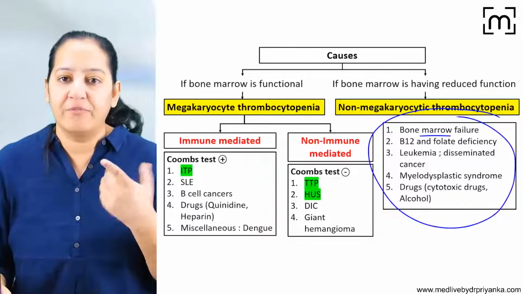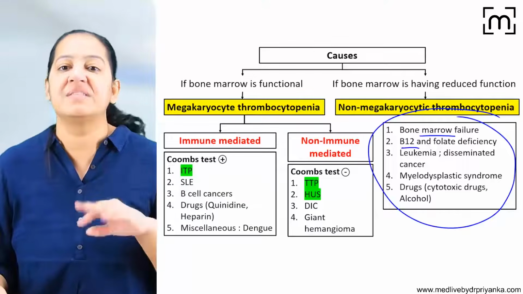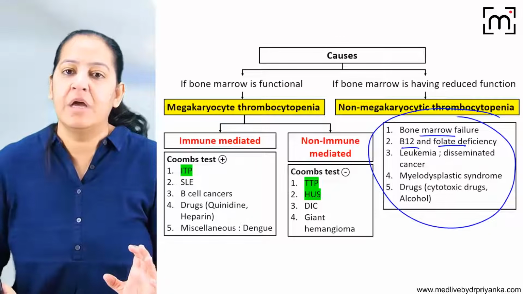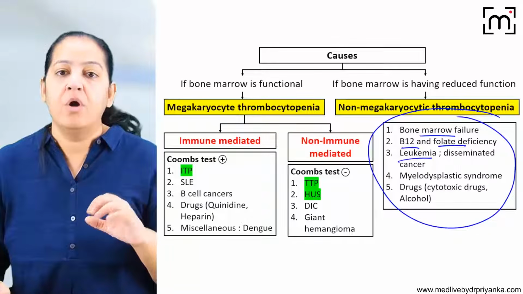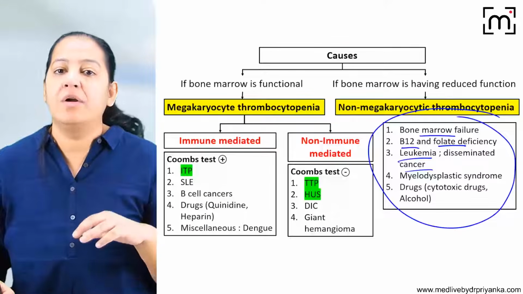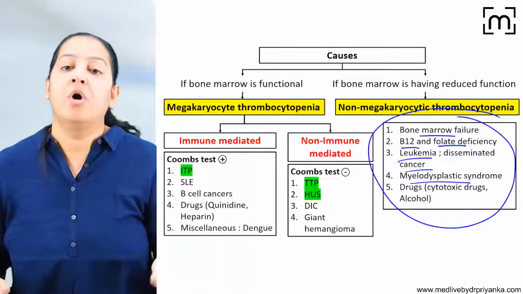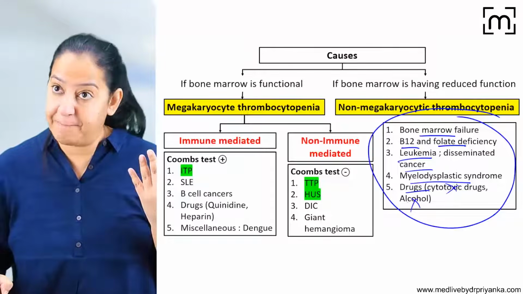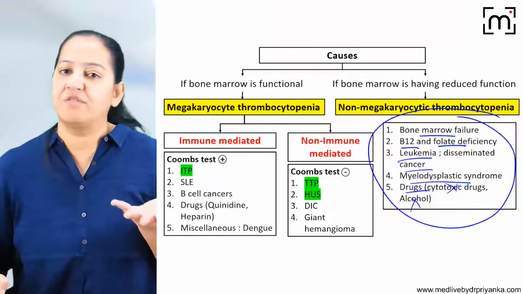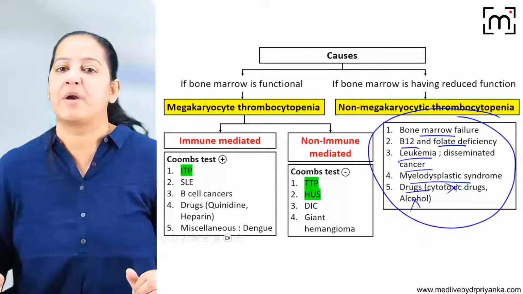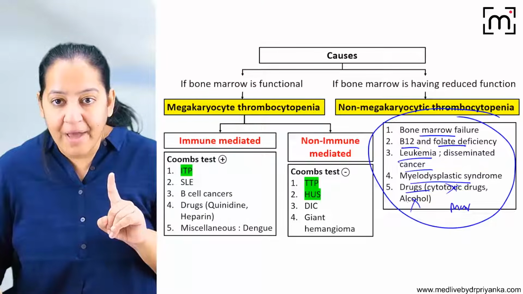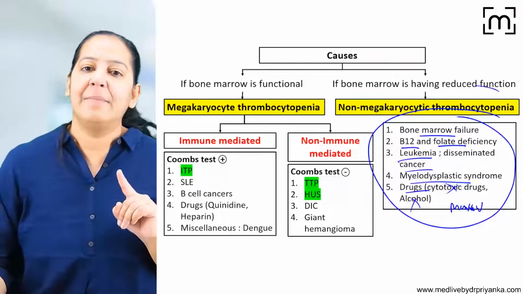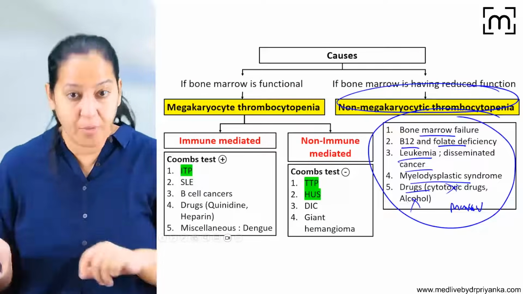So either there is bone marrow failure, or there is vitamin B12 deficiency or folate deficiency, because they are required for DNA synthesis of the precursors in the megakaryocyte, or there is leukemia inside the marrow, or some cancer inside the marrow, or myelodysplastic syndrome, or certain drugs which cause destruction of the precursor cells in the marrow. They cause destruction of the megakaryocytes or hematopoietic stem cells. So here the problem is in the marrow. Since the problem is in the marrow, less megakaryocytes, less platelets. So it is amegakaryocytic thrombocytopenia.